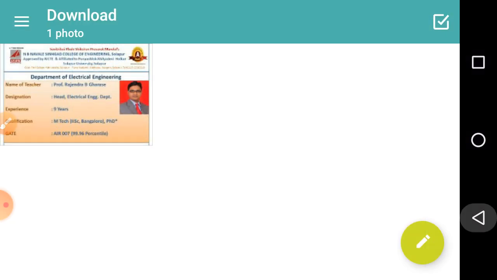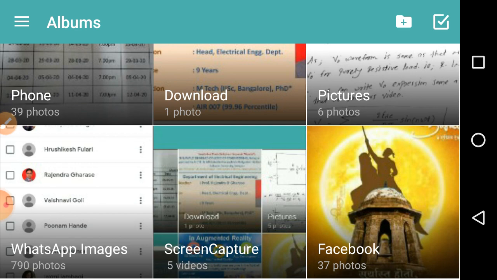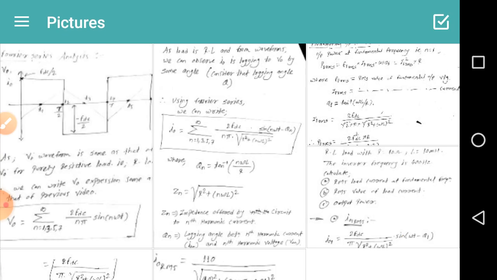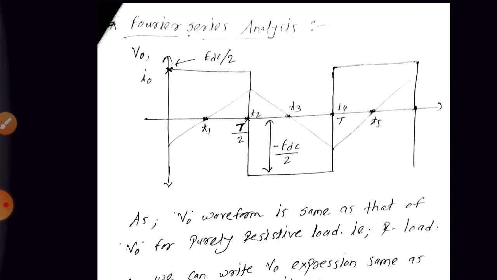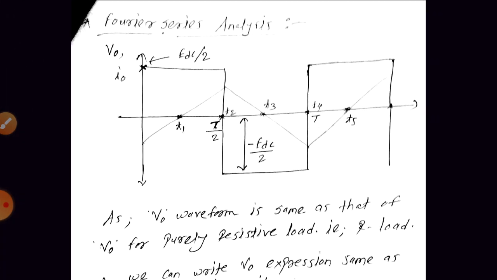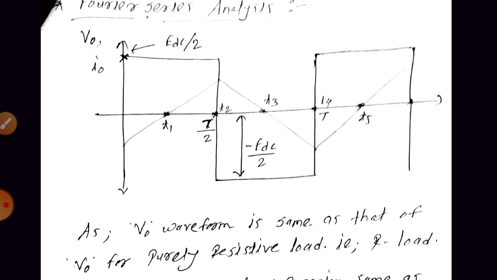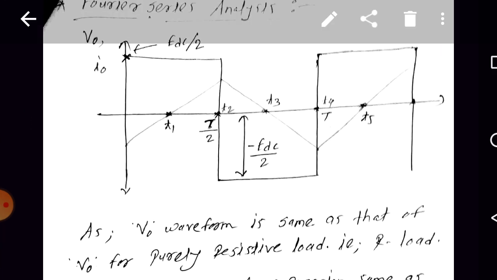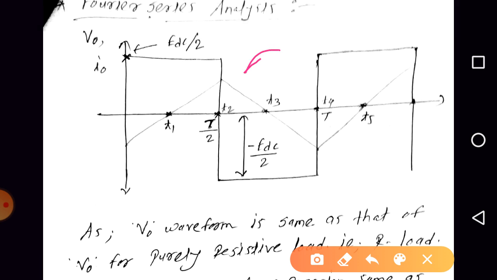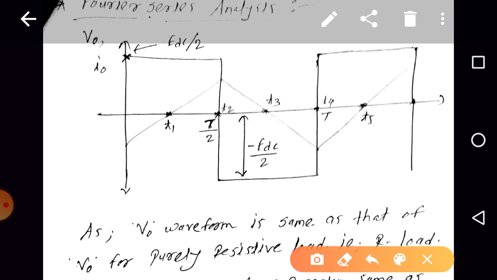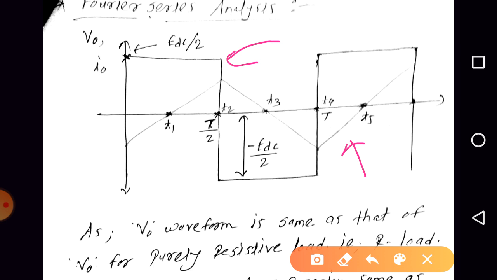Okay, so recall the waveforms of V0 and I0 for RL load. So these are the waveforms, right? We have discussed that V0, the load voltage waveform, is a square wave, and the I0 waveform is a triangular wave, right? So this is the I0 waveform, and this one is the V0 waveform.